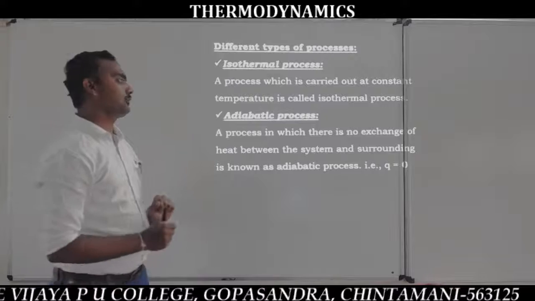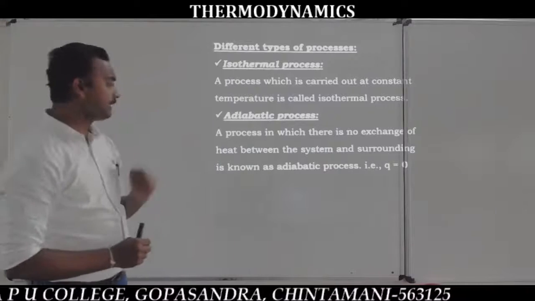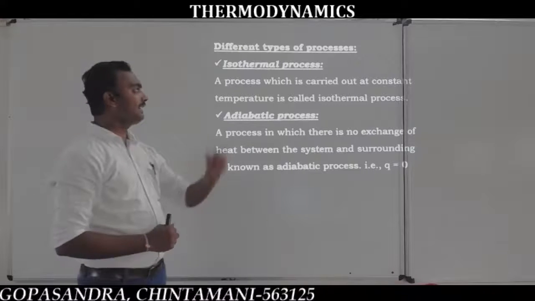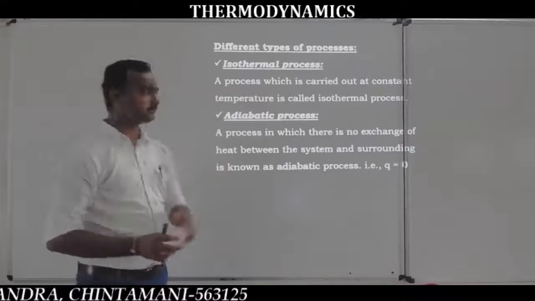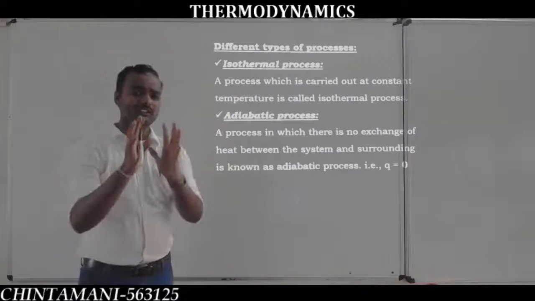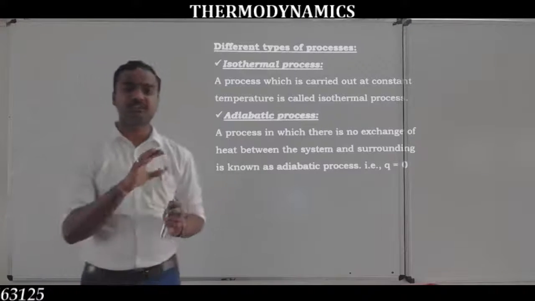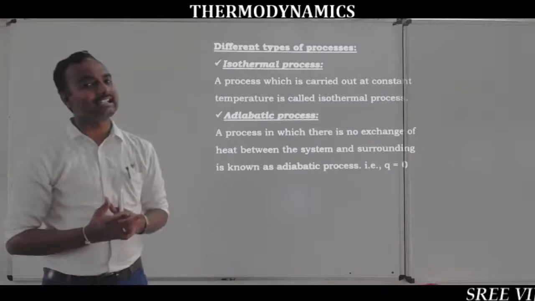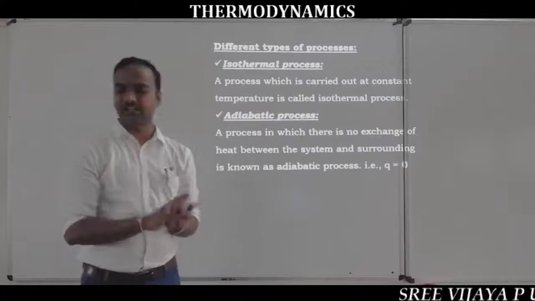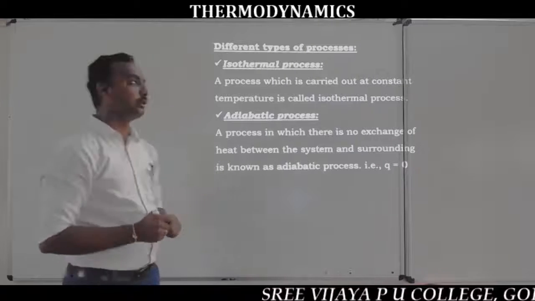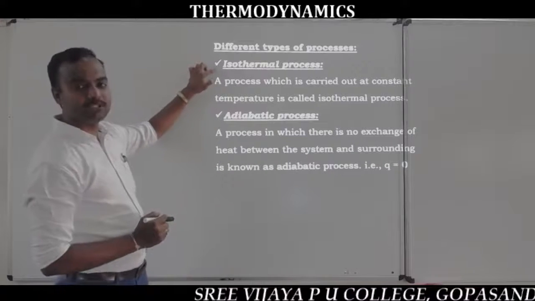Different types of processes: one is isothermal, adiabatic, and some more are there, isobaric, isochoric. Let me explain on the next slide. So, isothermal process. Isothermal is nothing but constant temperature. That is a process which is carried out at a constant temperature, and delta T is equal to 0, the temperature does not change. Therefore delta T, change in temperature, is taken as 0.